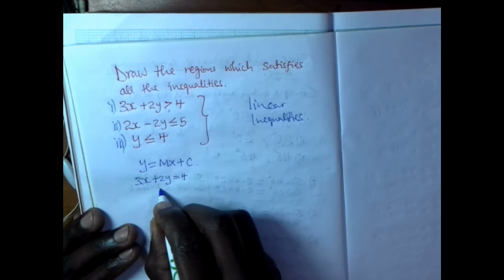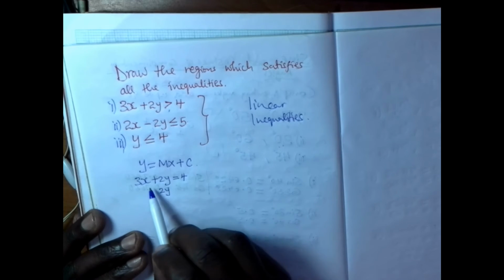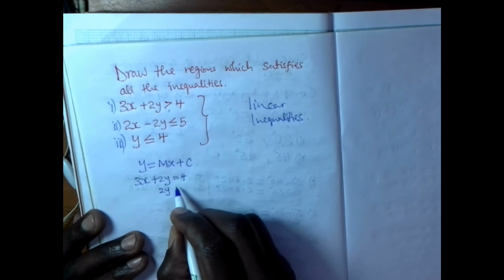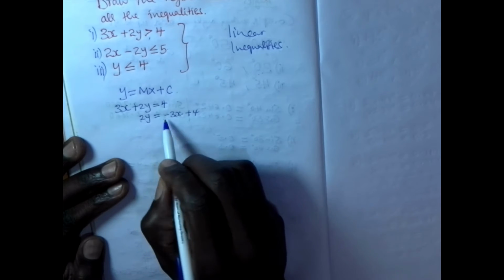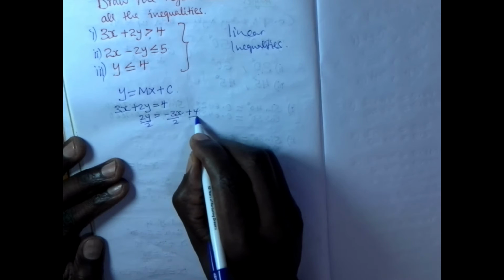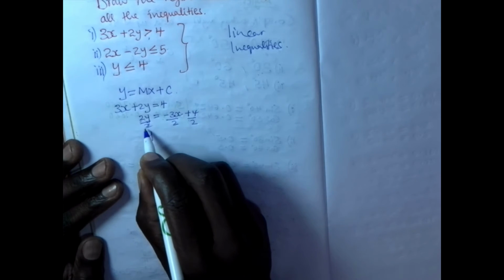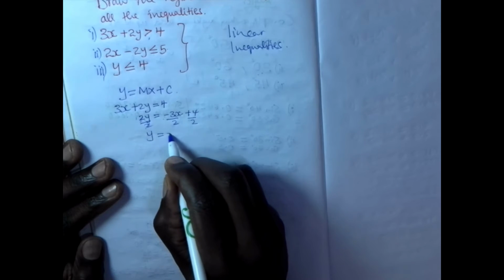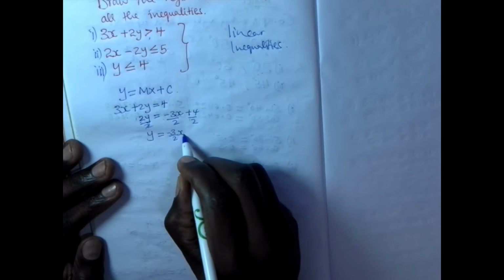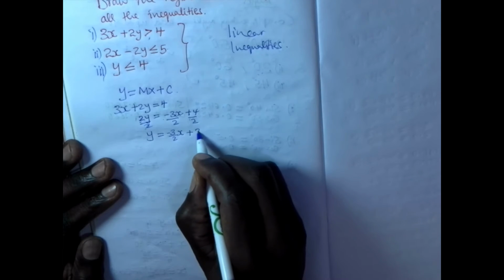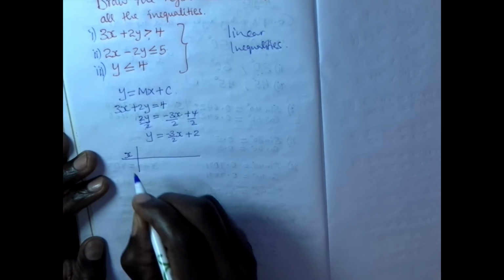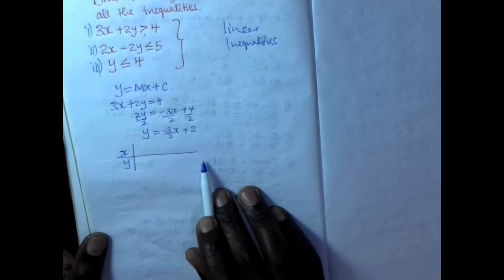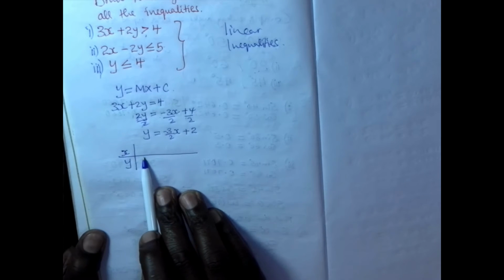So this will be 2y. Subtract 3x on both sides, so 2y will be equal to minus 3x plus 4. We divide each term by 2, so y will be equal to minus 3 over 2 x plus 4 divided by 2, which is 2. We need to make a table for the corresponding values of x and y, which will enable us to plot points, and then we identify the region represented by this inequality.